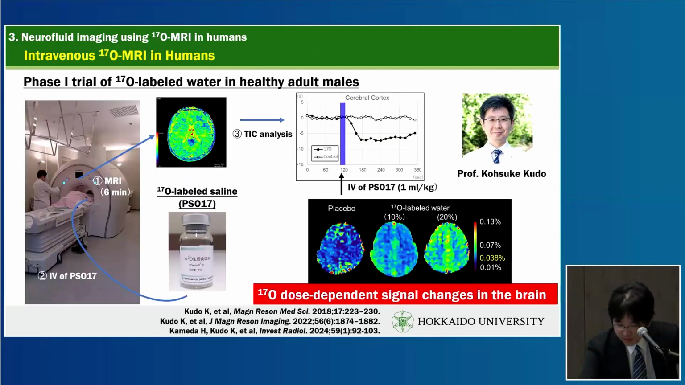The development of O17 water for clinical use in cerebral blood flow was conducted by Professor Kudo of Hokkaido University. He is a pioneer in this field, also my mentor. Completed physician-led clinical trials have shown that intravenous administration of O17 saline is safe and allows for O17 concentration-dependent imaging of CBF.